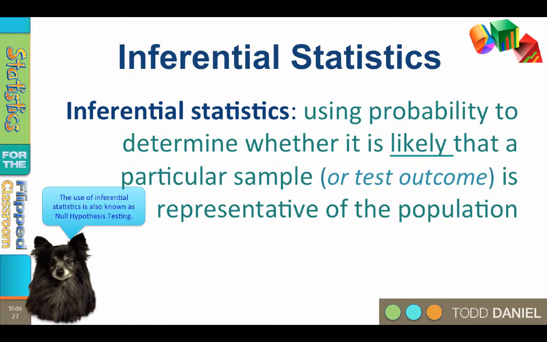Inferential statistics, also known as null hypothesis testing, use probability to determine whether a particular sample or test outcome is representative of the population from which the sample was originally drawn. If the sample mean is not exactly the same as the population mean, that may be for one of two reasons. One, the sample mean may differ from the population mean because of chance, or two, the sample mean may differ from the population mean because of an effect. Probably an effect from the experiment we've just done on the sample.